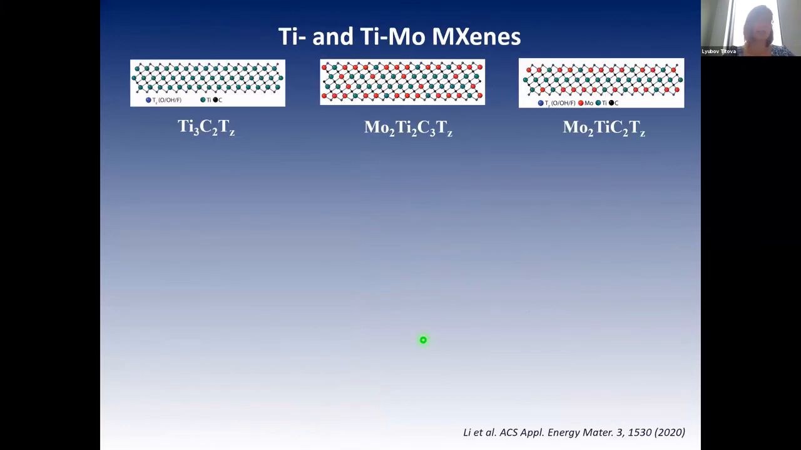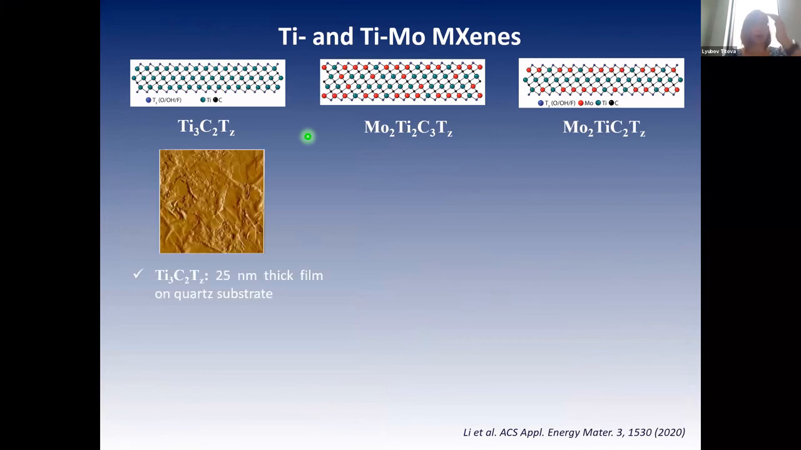Okay. So let's move on and let me briefly describe the work that we have done on the other two MXenes, on molybdenum-based MXenes, in collaboration with the group of Michelle Ursoon at Drexel. So I have described the titanium carbide data before.